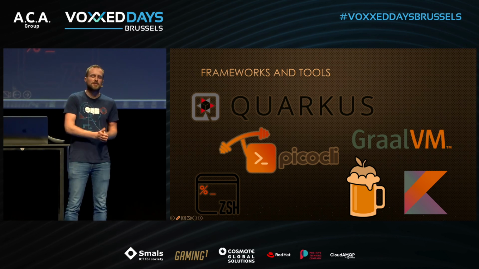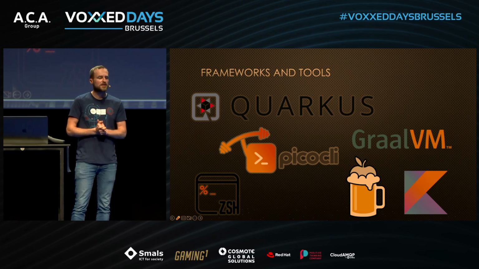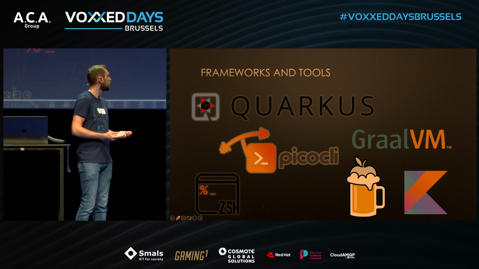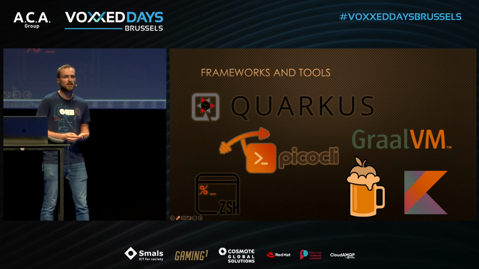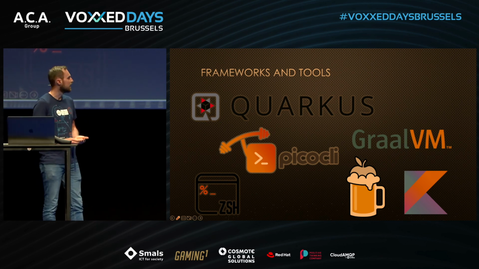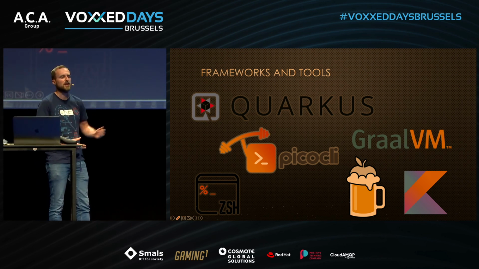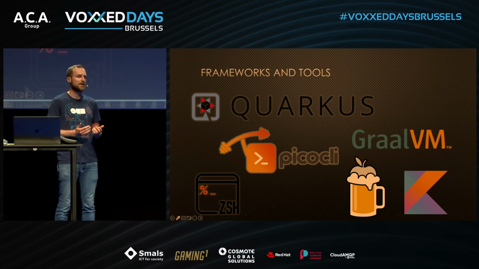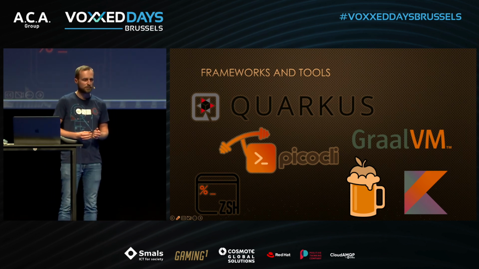So the frameworks and tools that we are mainly using are Quarkus, GraalVM, PicoCLI, and at the left bottom you see Zsh for Zsh autocompletions. There you see Homebrew, and you have Kotlin at the right. We chose these tools because most of them were familiar to us already. We were programming Kotlin already, and we noticed that Quarkus, PicoCLI, and GraalVM is a really nice combination for making CLI applications on the JVM.